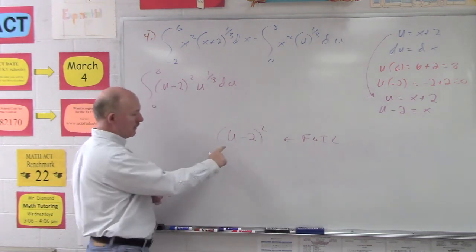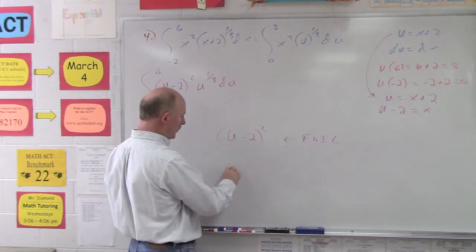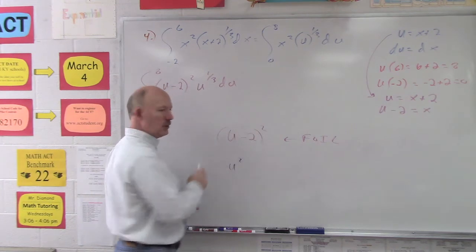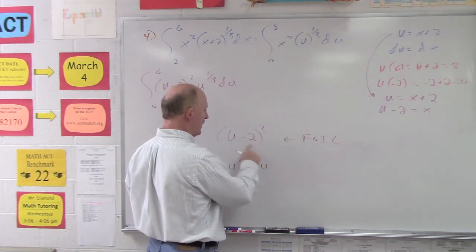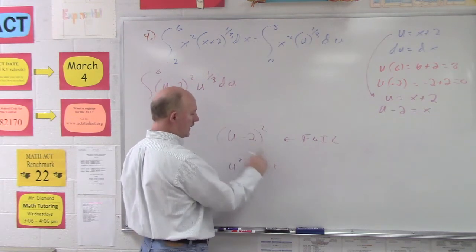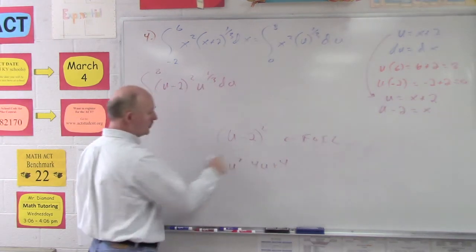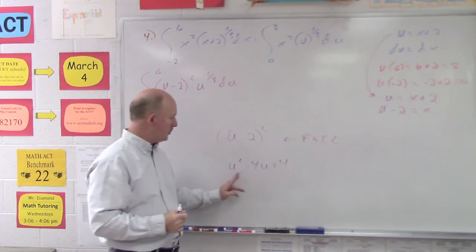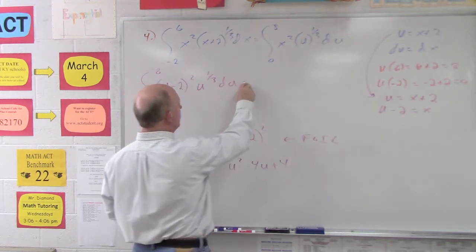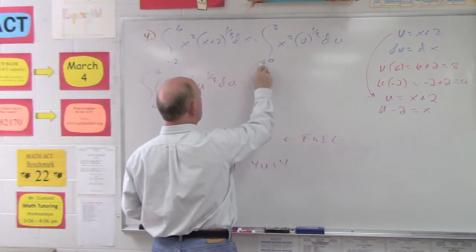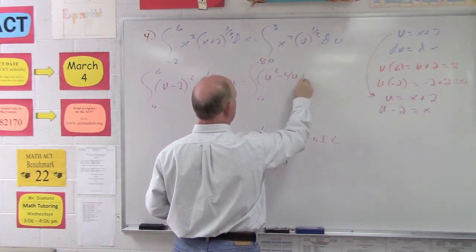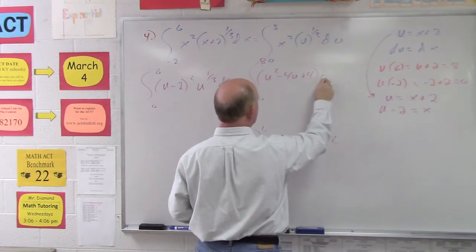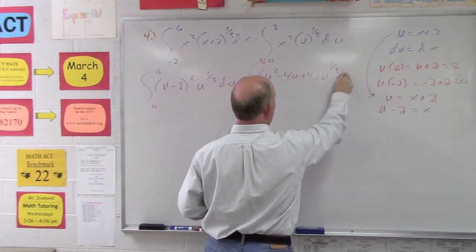Now the shortcut: you take the first term of your binomial and square it, so you get u squared. Then you multiply the two terms together and double it. So u times 2 is 2, doubled is 4, so it becomes minus 4u. And then you add the square of the second term, so plus 4. So when you expand u minus 2 squared, it expands as u squared minus 4u plus 4. This becomes the integral from 0 to 8 of u squared minus 4u plus 4 times u to the 1/3 power du.